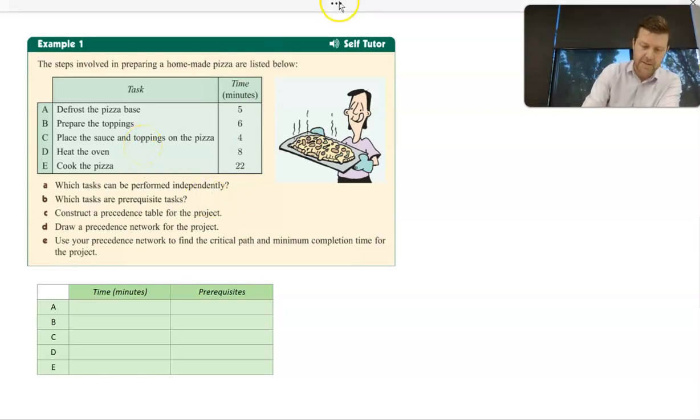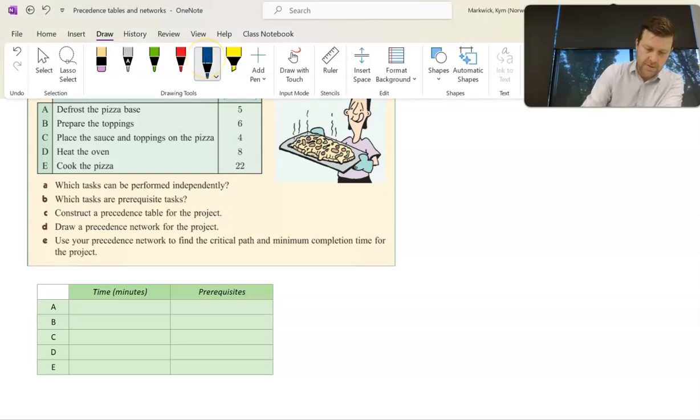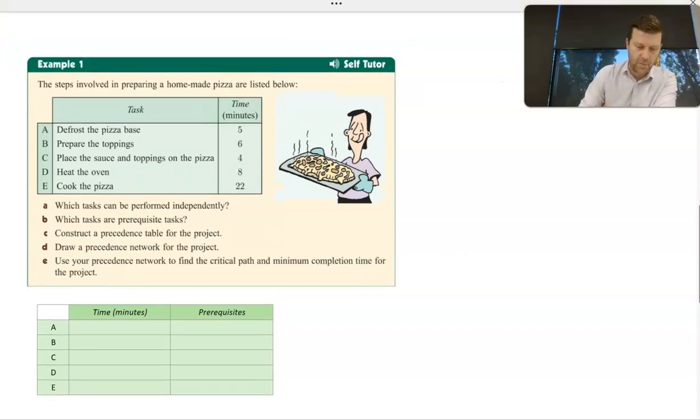So we're looking at the tasks that don't require any task to happen beforehand. Defrosting the pizza base can happen independently. Task A, preparing the toppings, can happen independently. Task B, placing the sauce and toppings on the pizza, we can't do that until we've done task A. Heating the oven can happen independently. We don't need to complete anything before that.